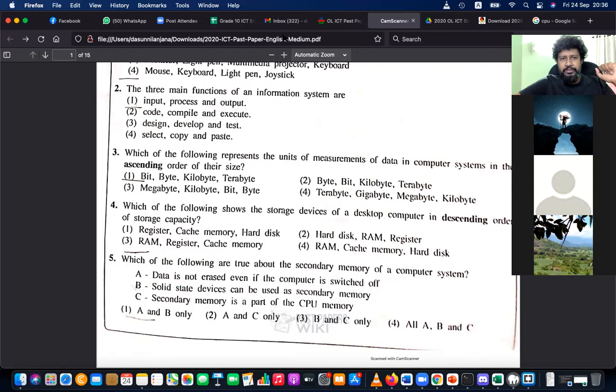Questions 2, 3, 4, and 5. Quickly do this. Tick, tick, tick, tick. One minute is enough, because you know these things are easy. If you don't know, don't worry, I'll discuss.